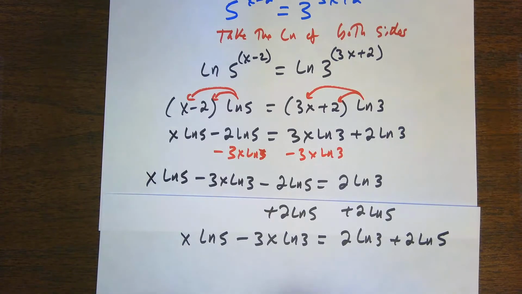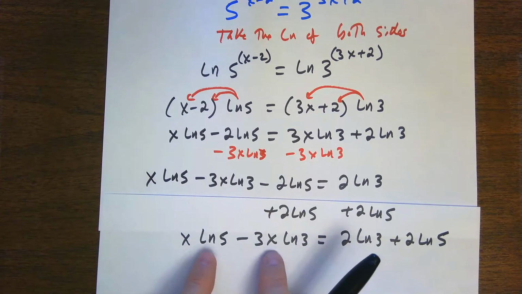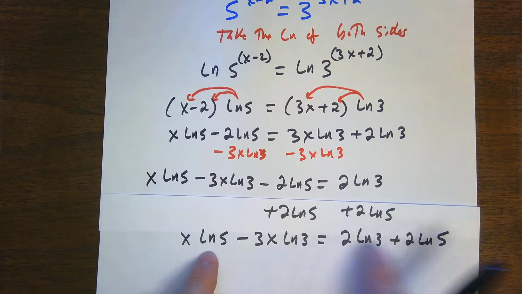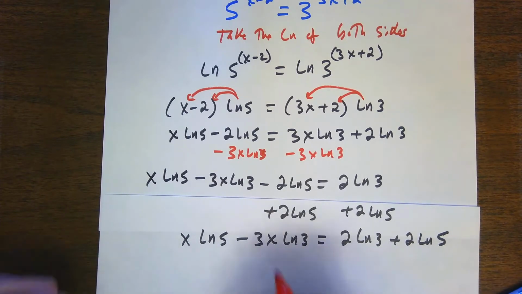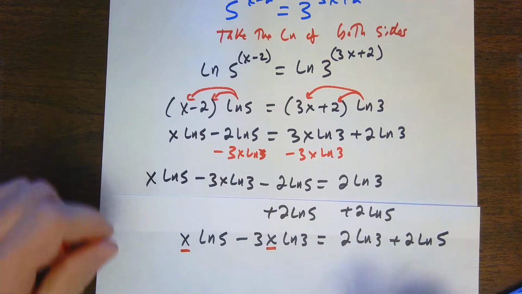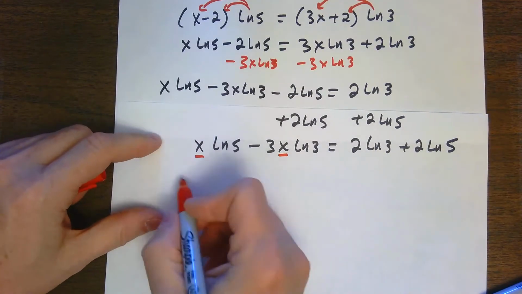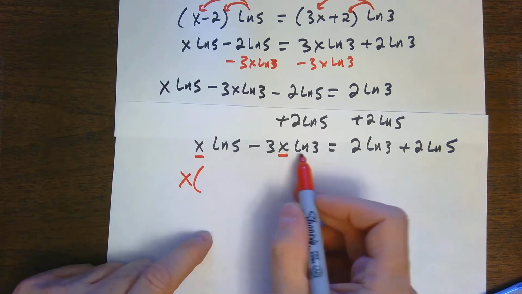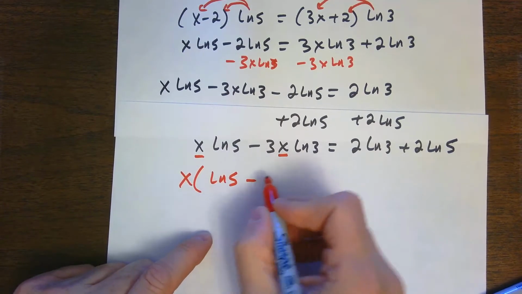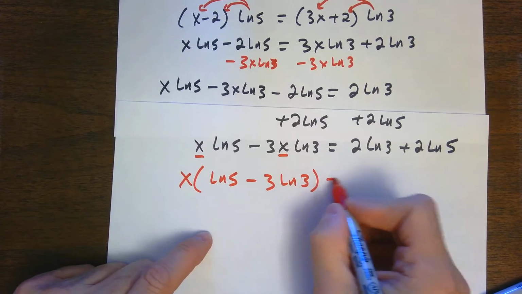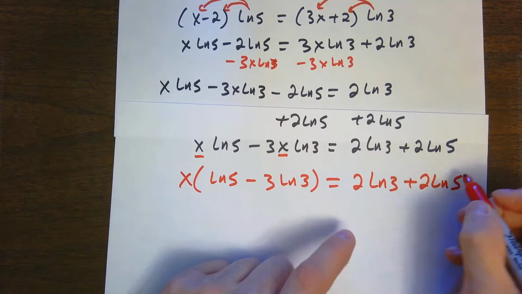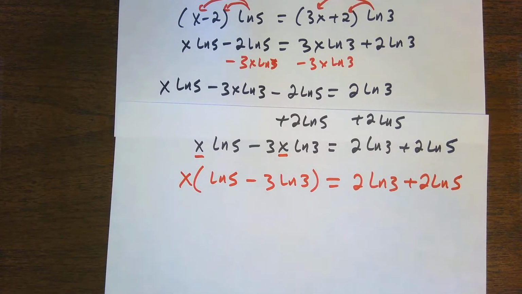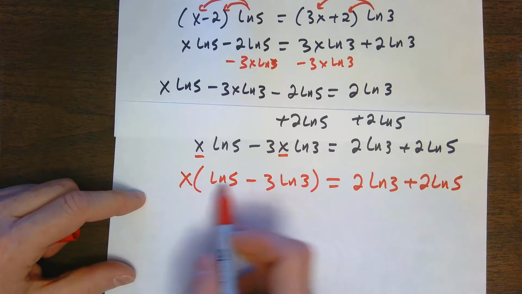Excuse me. Now what I'm doing is gathering all the terms that have x's on one side and all the terms that don't have any x's on the other side. This is just some number. That's just some number. On this side over here, I'm going to factor out the x. If I factor out the x, here it is out front, what do I have left? Natural log of 5 minus 3 times the natural log of 3 equals, over here I have 2 times the natural log of 3 plus 2 times the natural log of 5. I factored out the x. The x is the only variable. Everything else is a number.